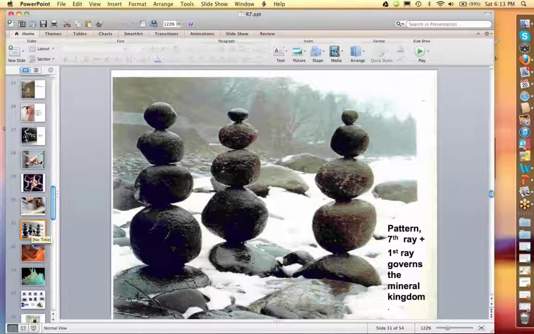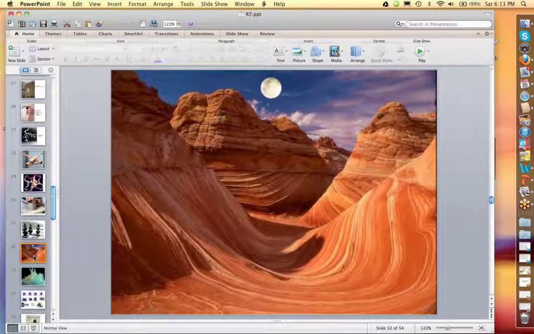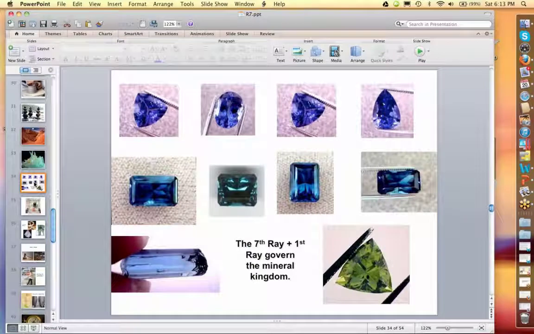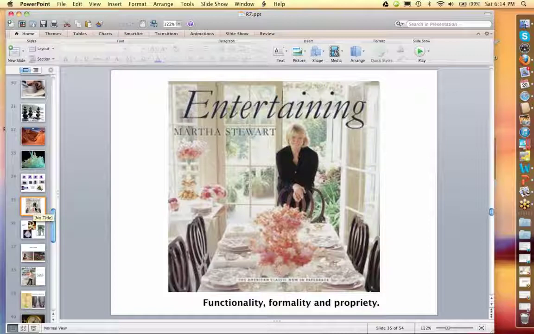It is the ray of the mineral kingdom, and both the first ray of hardness and the seventh ray, both together, are the rays of the mineral kingdom. Again, we see the pattern in matter. A crystal is built up of patterns within. It's formality. The word form is in there, you see, and how to behave, how to do the appropriate, the right things in behavior. So here you have Martha Stewart.